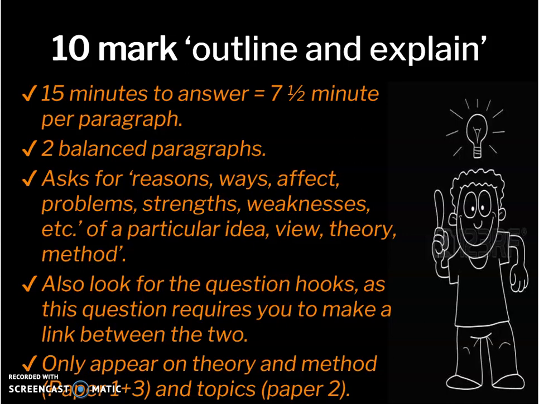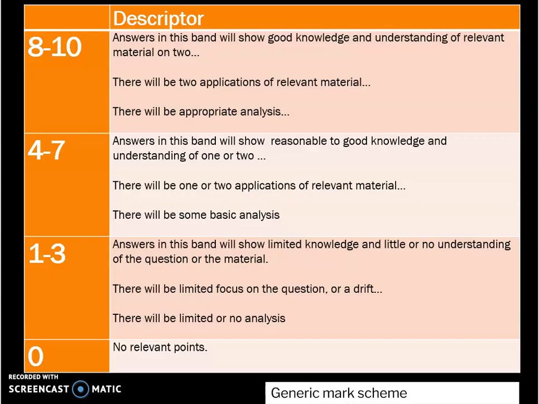These only appear on Theory and Methods, paper 1 and 3, and in your topics on paper 2. So here is a generic mark scheme so you can see exactly what you need to do. Just focusing on that top band, you will need to show good knowledge and understanding of whatever 2 things you've been asked for, and that is shown through keywords, relevant concepts and any specialist terms. You may even explain them to show good understanding.